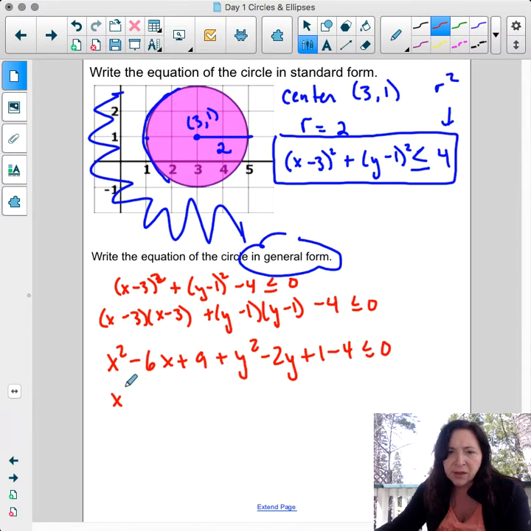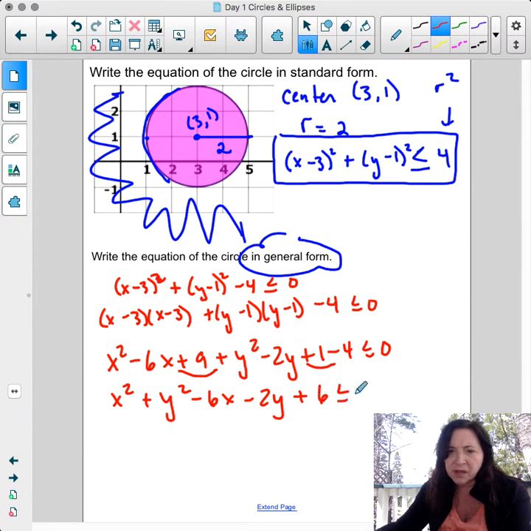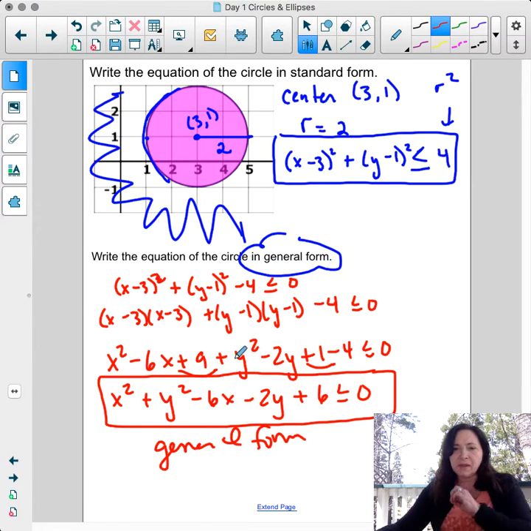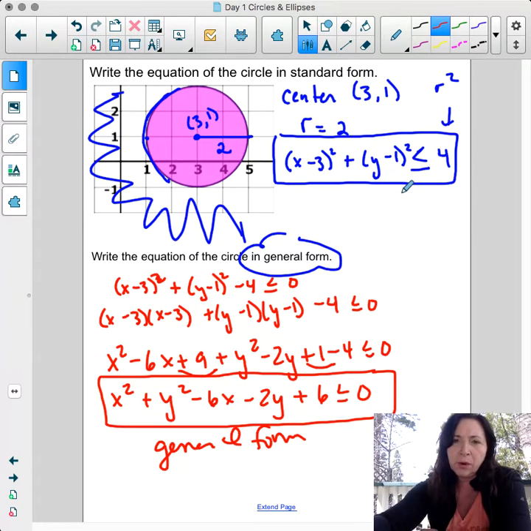So what I have here is x squared plus y squared. I have a minus 6x, I have a minus 2y, and now I have a positive 9, plus 1 is 10. 10 minus 4 is 6, so this is going to be plus 6 is less than or equal to 0. So this is the equation of my circle in what we call general form. And again, if I wanted to get back to standard form, I would just complete the square, and I would get back up here to what I have for standard form.